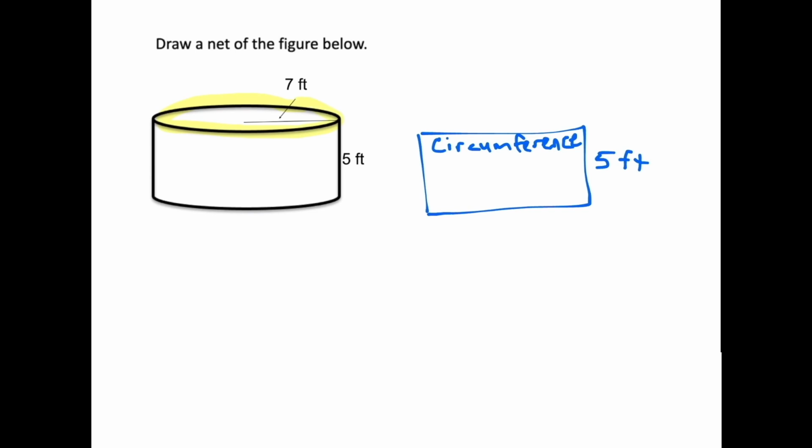So we can draw a circle on the top and a circle on the bottom. The radius of the circle is 7 feet. And now we have the net of our cylinder.